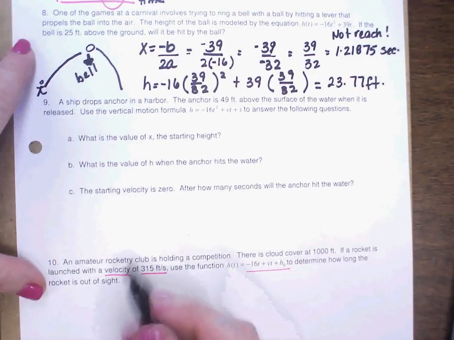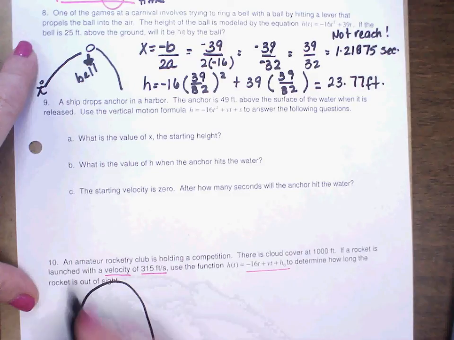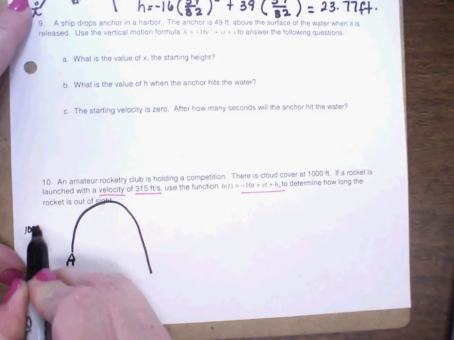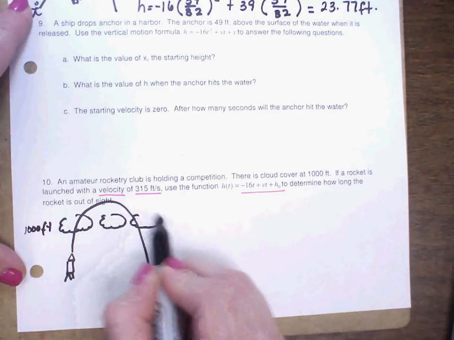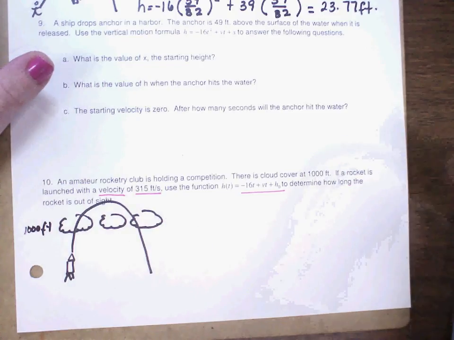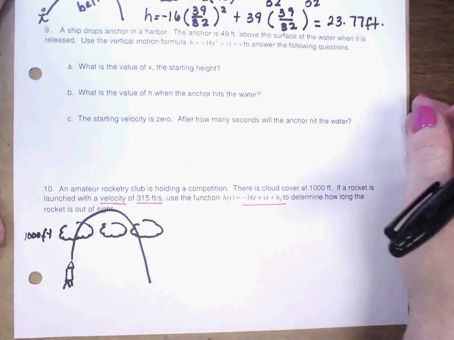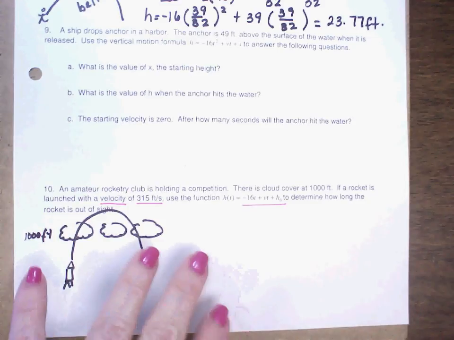Alright, so you're launching up, and at some point at 1,000 feet there are some clouds, and you lose your rocket. You can't see it, right? Can you picture what's going on in your head? Yes? So you have to figure out how long the rocket is out of sight.